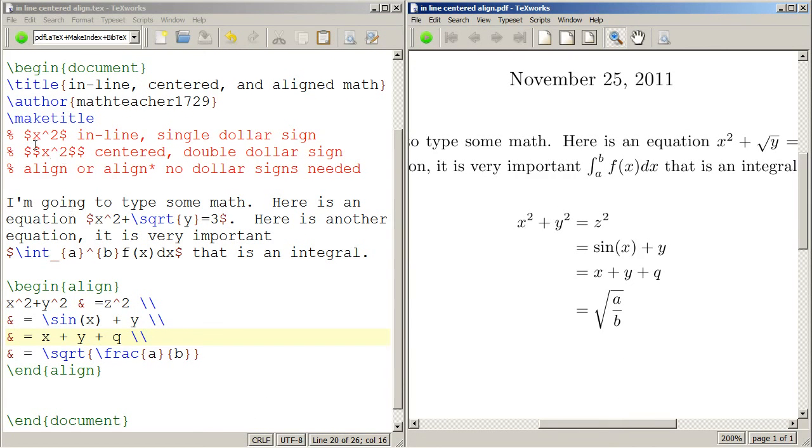So that's the difference between inline, centered, and aligned math. Inline is single, centered is double dollar signs, and align or the align star environment, no dollar signs needed.